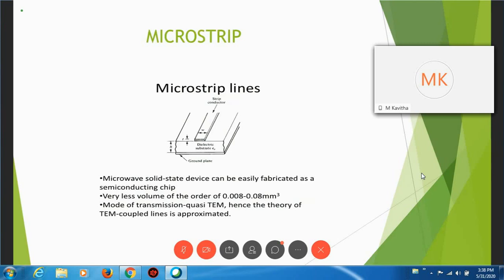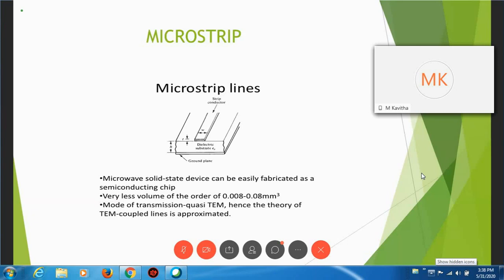The dielectric constants of the two media are different, so the wave has to take different wave velocities in the two media. So it travels in an inhomogeneous medium. Due to propagation in the inhomogeneous medium, there will be additional electric and magnetic field components, that is, longitudinal components of the electric and magnetic field will be present. This is very small, so it can be neglected. So this mode is called a quasi-TEM mode.